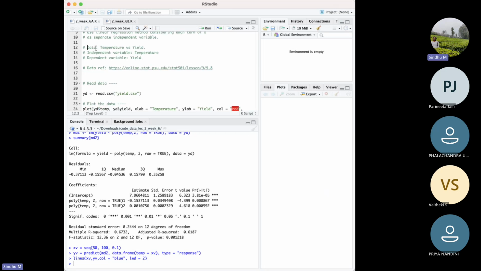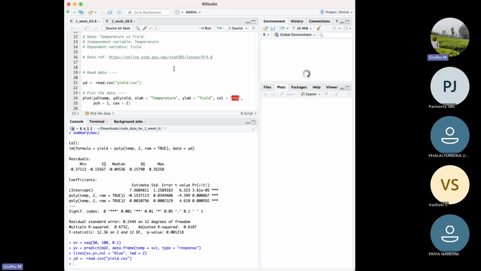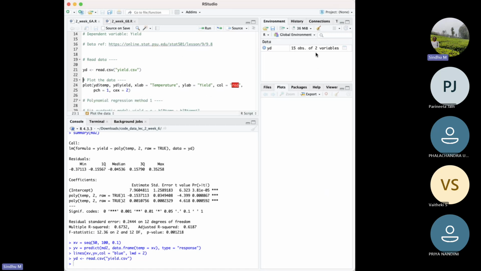And we are doing it for the data set of temperature versus yield. So we are trying to predict as the temperature changes, how will the yield change? So first let's read the data. So this data is available. So this data is loading here. So the data has loaded.